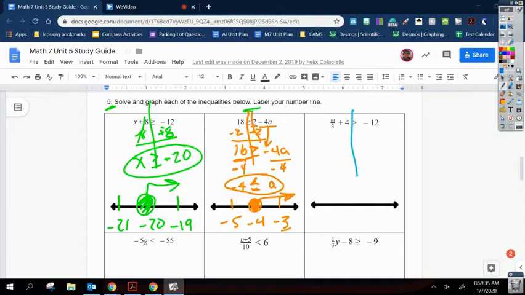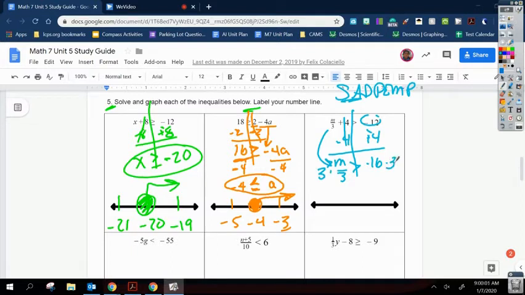Split it down the middle. Someone divided by 3 and added 4. We undo doing SADMAT, so reverse PEMDAS. So we undo addition, subtraction first. Minus 4, minus 4. M divided by 3 is what remains on this side. The symbol stays the same. Don't put negative 8. Remember, you have a calculator. Keep, change, change. Negative 12 and negative 4 is negative 16. Multiply by 3. Multiply by 3, and that cancels.